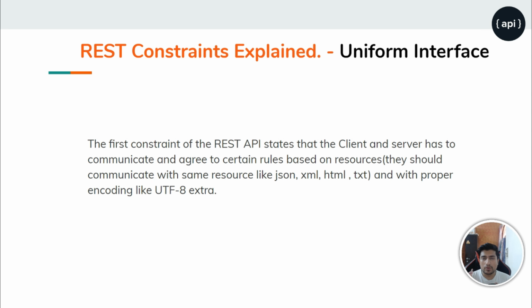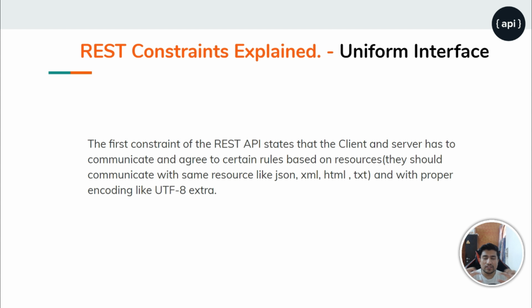If we talk about the first constraint, it's a uniform interface. As you are seeing in the slide, it basically says that the client and server have to communicate and agree to certain rule-based resources. There is a client, there is a server, and they need to communicate with each other following certain rules. For example, if the client sends a JSON request to the server, then the server needs to understand it, and the server has to send the response in JSON. So they need to agree on it.